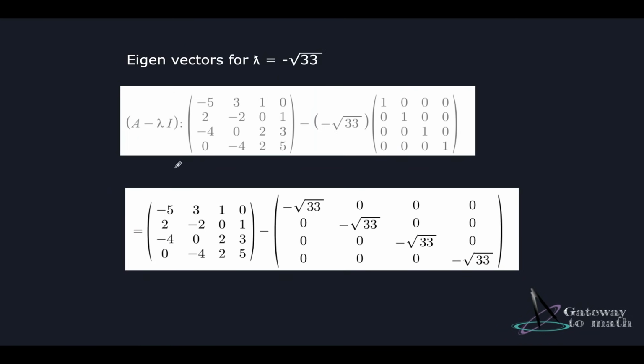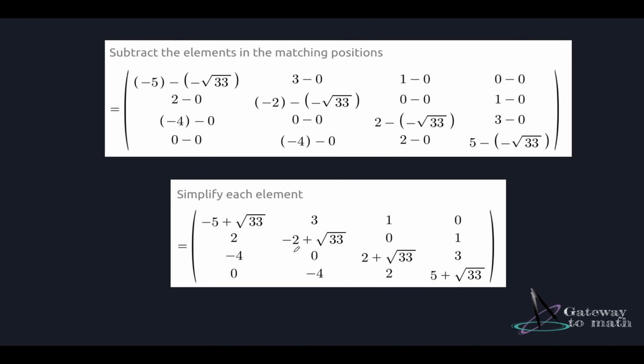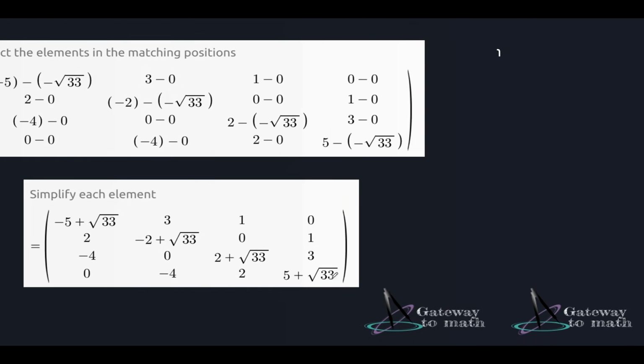Now let's go ahead and find with the second lambda value, which is negative of under root of 33, and let's plug in those values here in this equation. So this becomes minus 5, 3, 1, 0, 2, minus 2, minus 2, 0, 1, minus 4, 0, 2, 3, 0, minus 4, 2, 5, minus of under root 33 minus of under root 33 minus of under root 33 minus of under root 33, right? So negative can just simply be added, so the expression will be an addition on the diagonal entries, as you can see right here. So this becomes minus 5 plus under root 33, minus 2 plus under root 33, 2 plus under root 33, 5 plus under root 33. Rest all the values are same, no change right there.